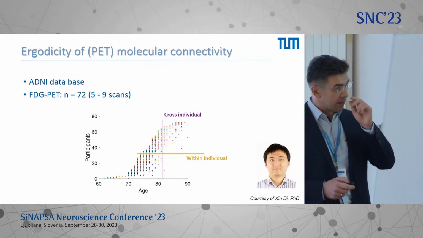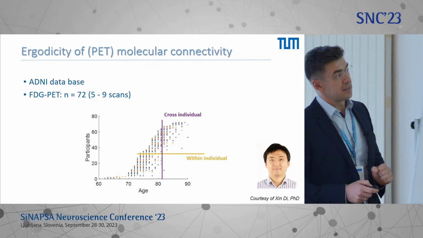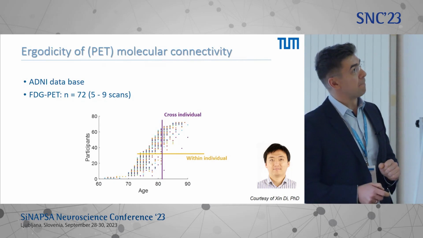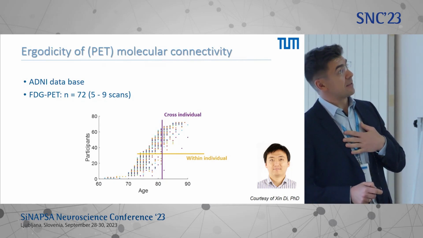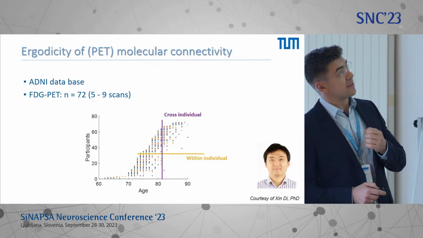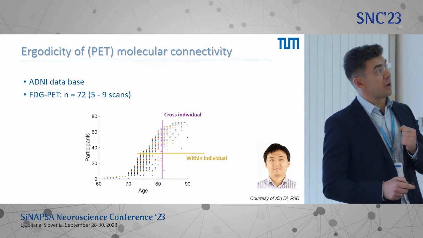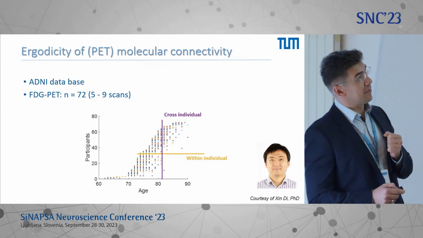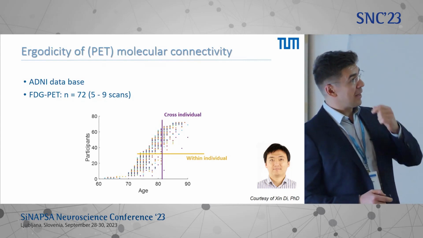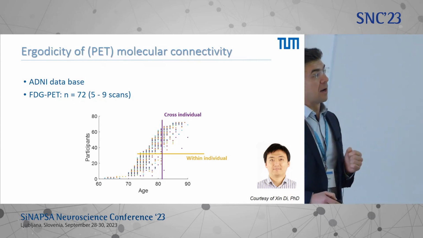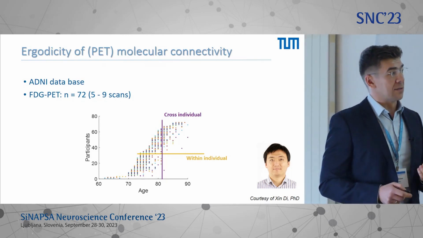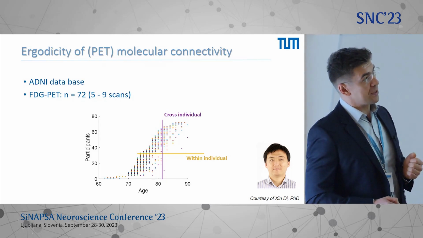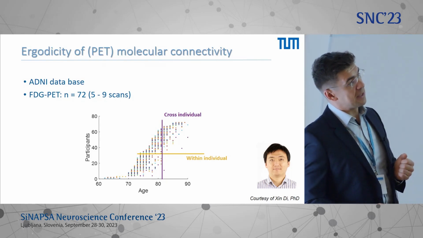And this is a nice study by XCND, not yet published, who I didn't even know that, but in the ANI database, there have been subjects who have been scanned 5 to 9 times. And he calculated or quantified an association between cross-individual and within-individual variance.